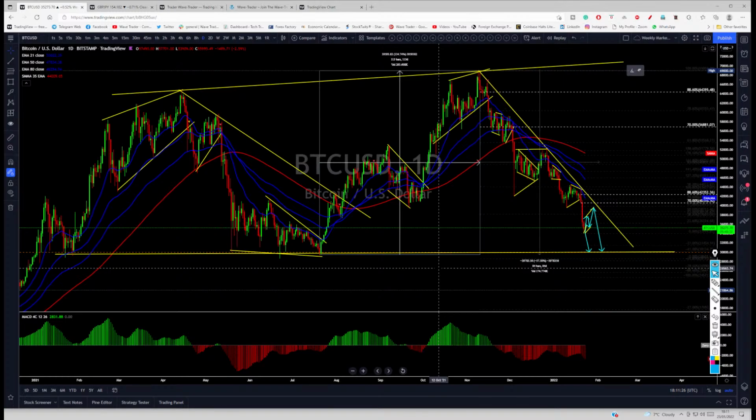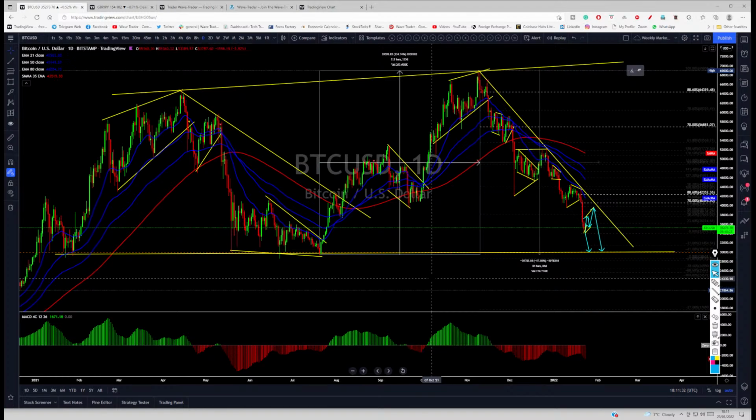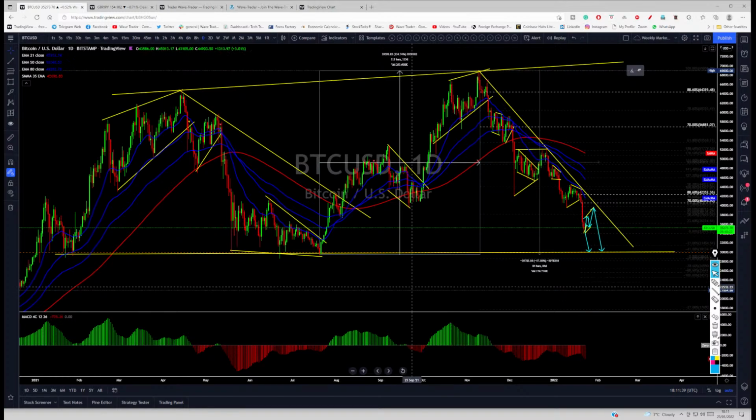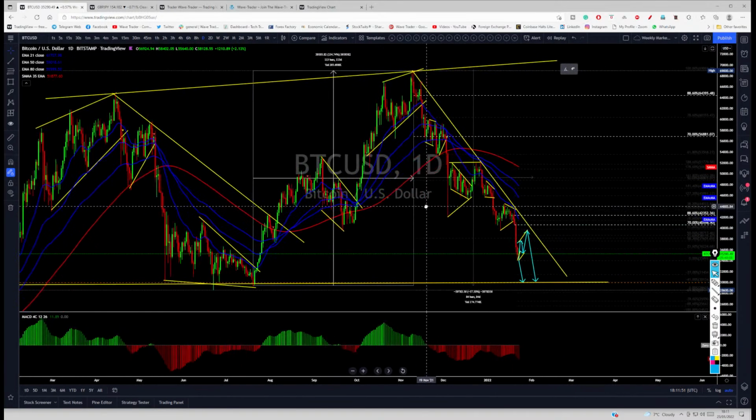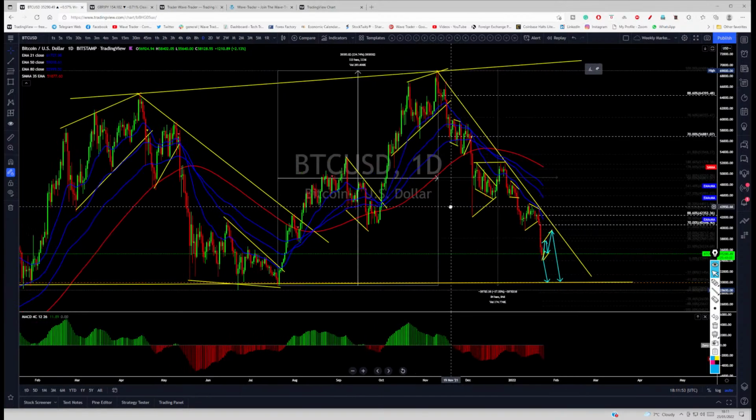BNB is also going to visit that previous low. There I see potential on BNB, longer term potential on BNB rather than BTC. You can look for a buy on Solana as well. Solana can go higher for the next wave too. So Solana, BNB, Ethereum also, right? Ethereum is also going to be a buy.